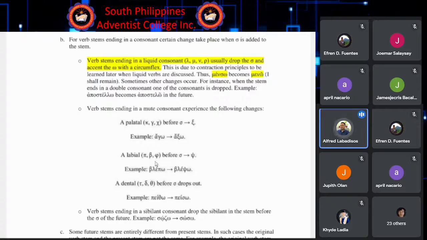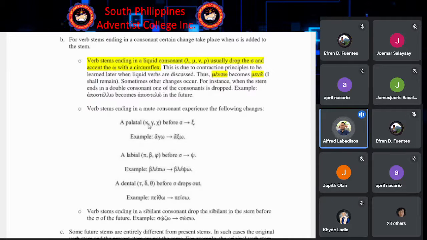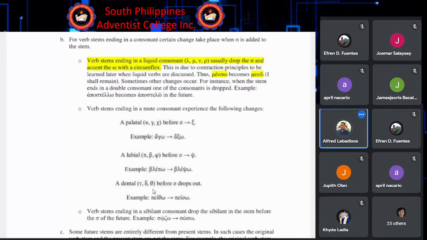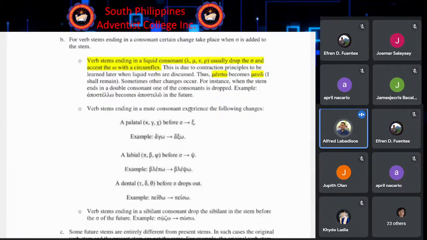Palatal consonants are the gutturals: we have the kappa, the gamma, and the chi. We also have the labials: the pi, the beta, and the phi. Then the dentals: we have the tau, the delta, and the theta.